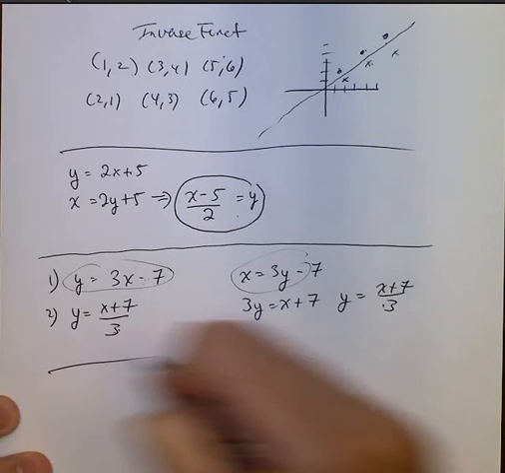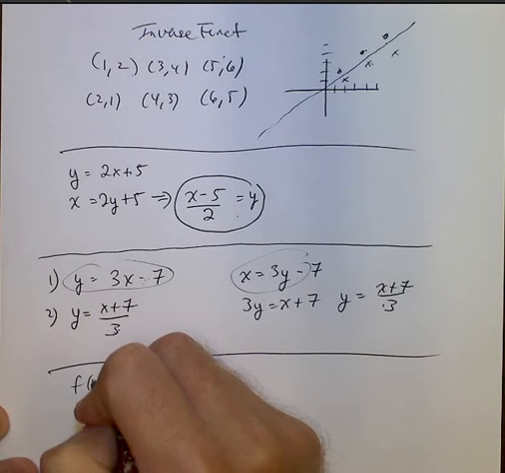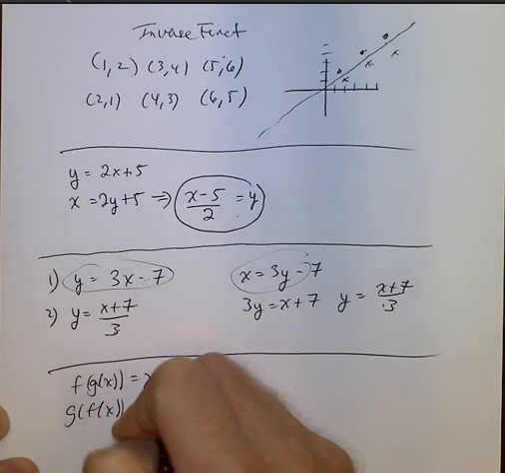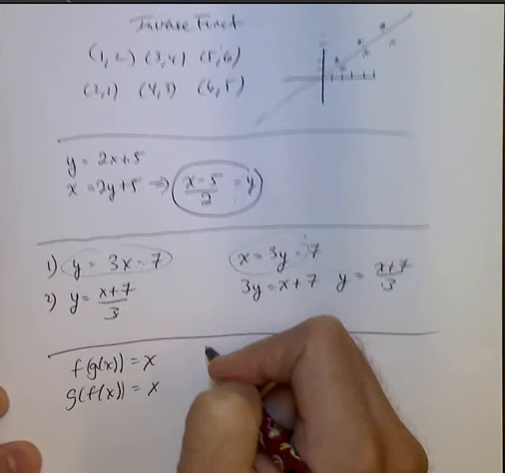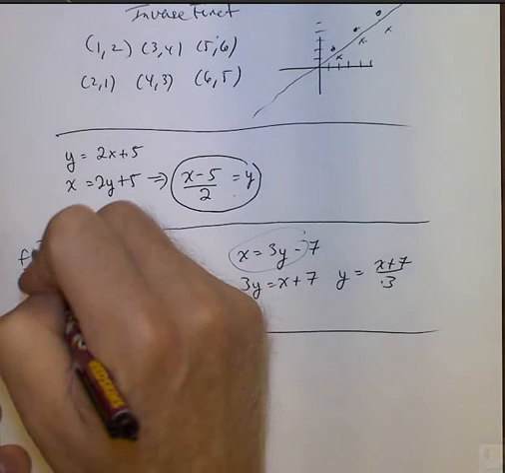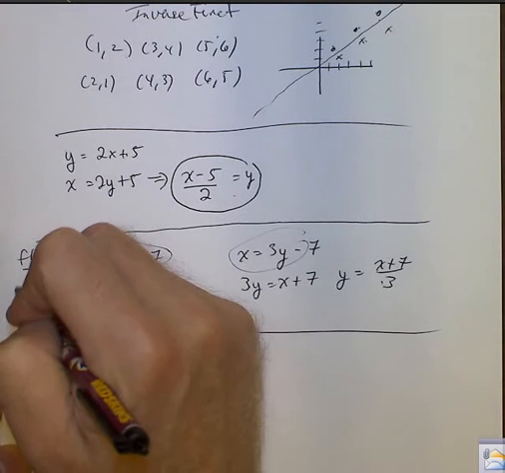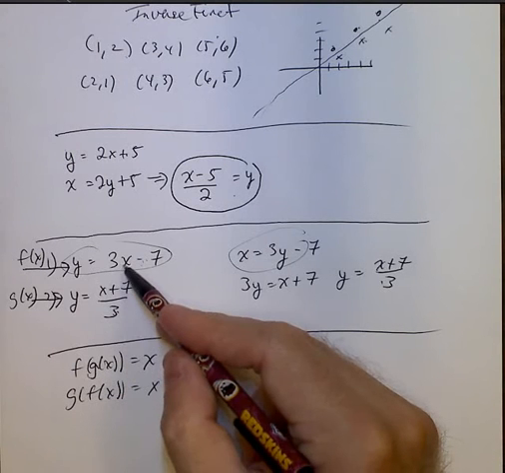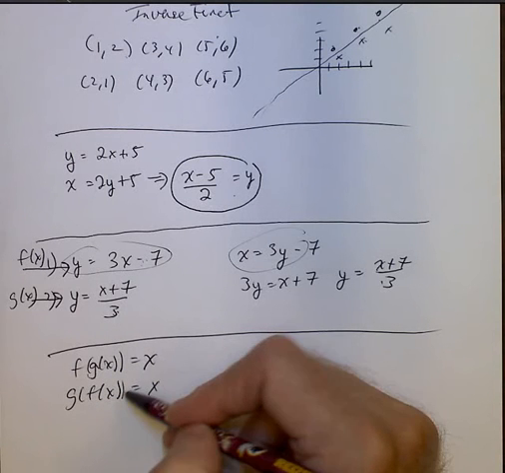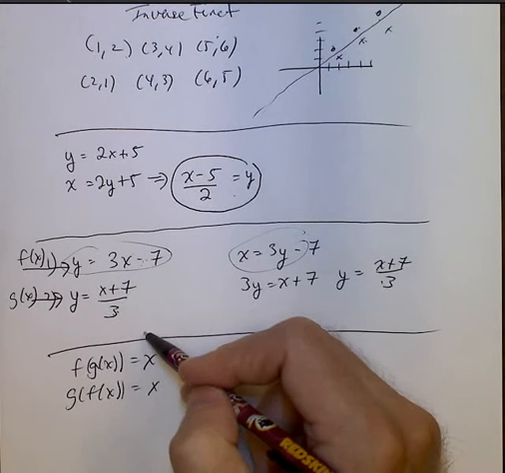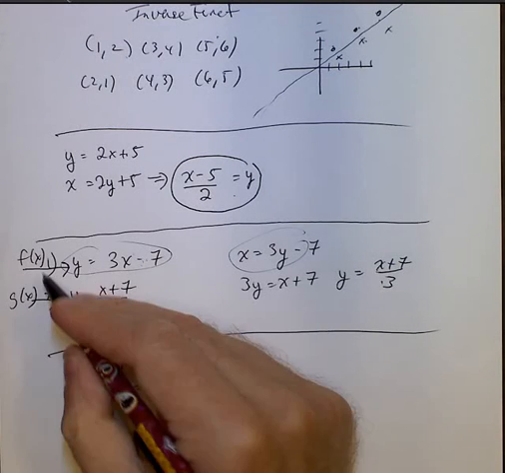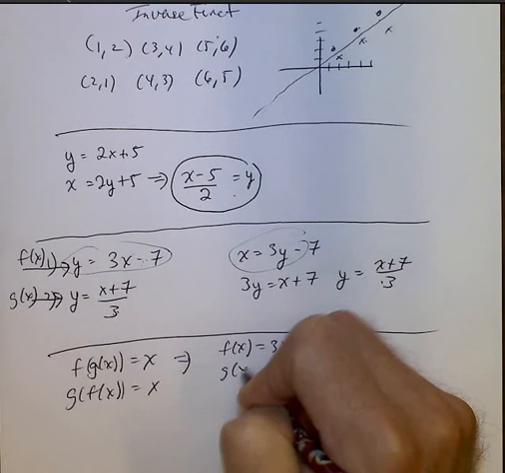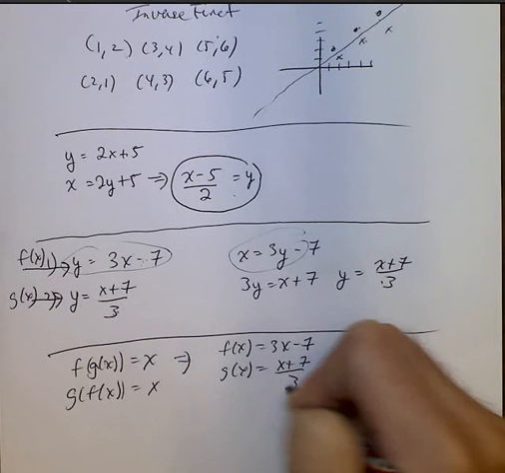But there's another way to do it using composites. If you have two functions, we'll call them f of x and g of x. So let's go back to this problem. Let's call this f of x, and we'll call this g of x. If f of g of x equals x and g of f of x equals x, then you can say these two functions are inverses. So let's check that. We said f of x equals 3x minus 7, and g of x equals (x plus 7) over 3, and we're checking to see if they're inverses of each other.